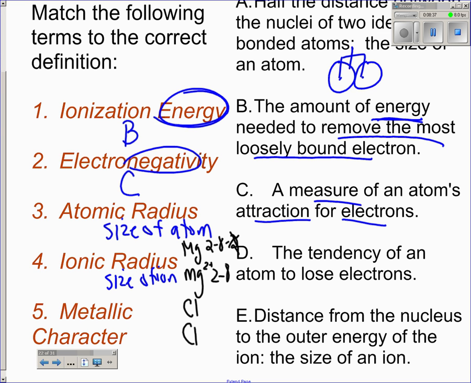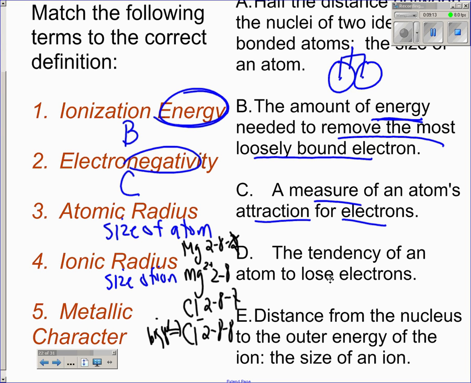Take chlorine. Chlorine's electron configuration of the atom is 2, 8, 7. It wants to gain an electron, to become 2, 8, 8. When it gains an electron, because it wants to have a full valence shell, there are now more electrons in that valence shell. The electrons repel each other, and because they repel each other, you get a bigger ion. So the ion, in this case, is bigger than the atom. So you can see the difference between atomic radius and ionic radius.